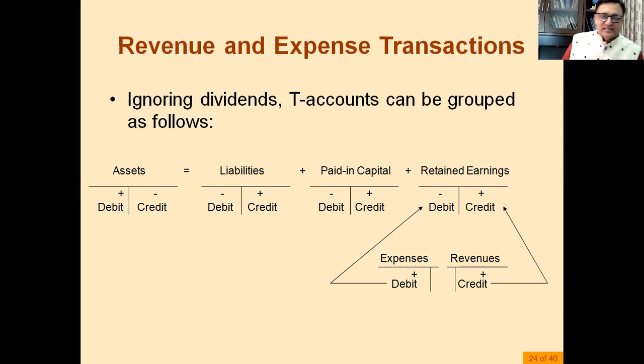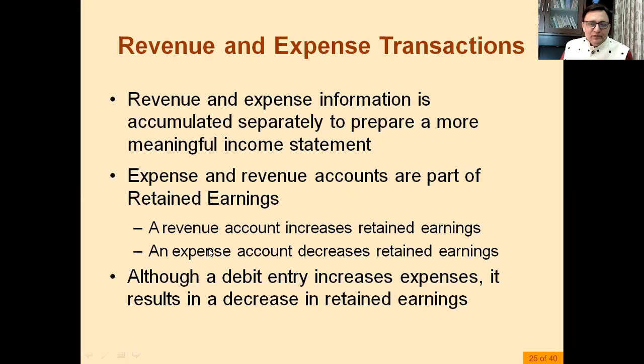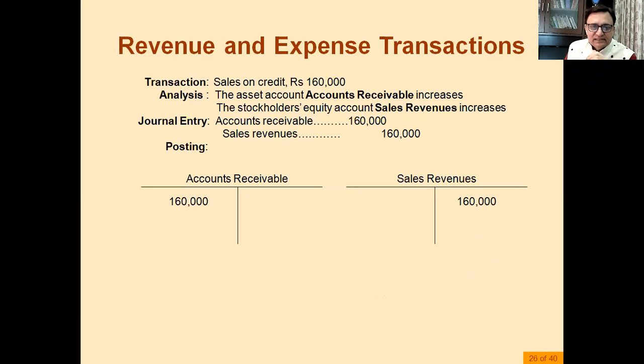Similarly, the expenses and revenue accounts are maintained in the ledger. So revenue and expenses information is accumulated separately to have a more meaningful income statement. So expense and revenue accounts are a part of the retained earnings. So although a debit entry increases expenses, it results in the decrease in the retained earnings. So you know all these because this is a recapitulation.